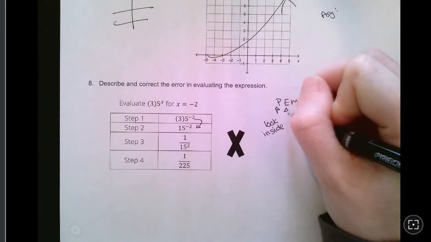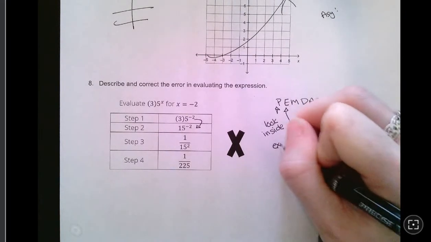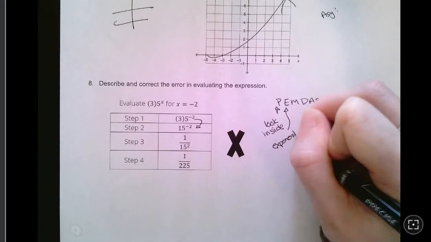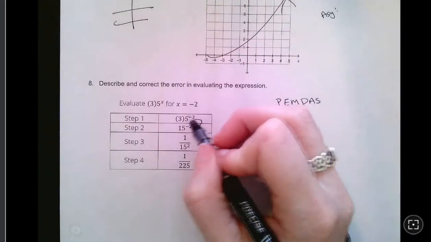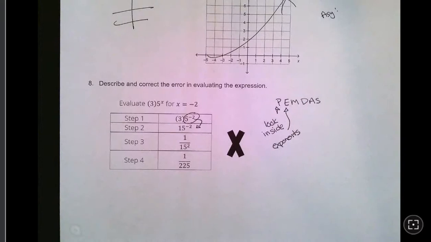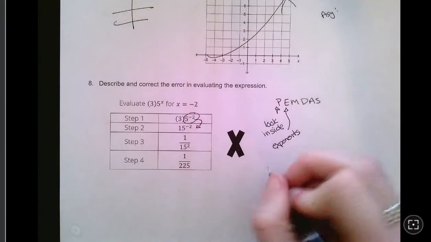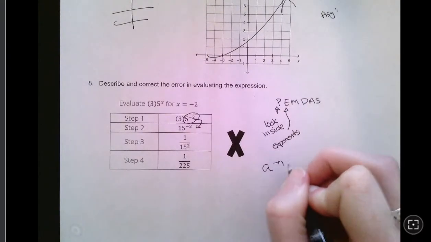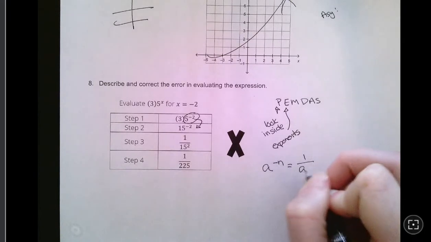Next, now we look at those exponents. So first thing I need to do is apply this exponent. Don't forget your negative exponent rule. A to the negative n is 1 over a to the n.